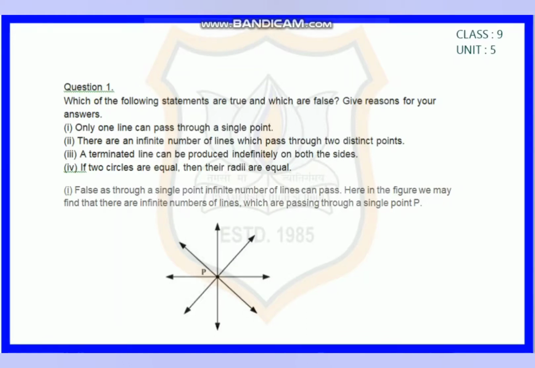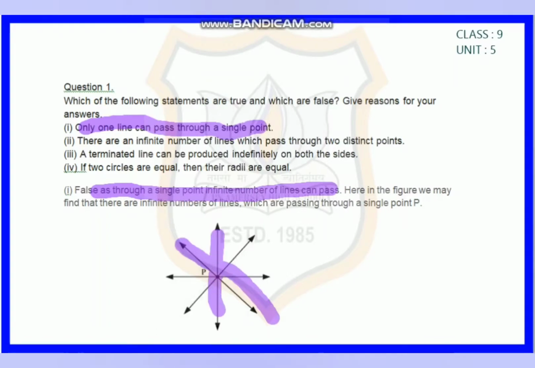First question. Only one line can pass through a single point. This statement is false. Why? Through one point, an infinite number of lines can pass. Here, as shown in the figure, this is one point P. This is one line. This is a second line. This is a third line. In this way, an infinite number of lines can pass through a single point.